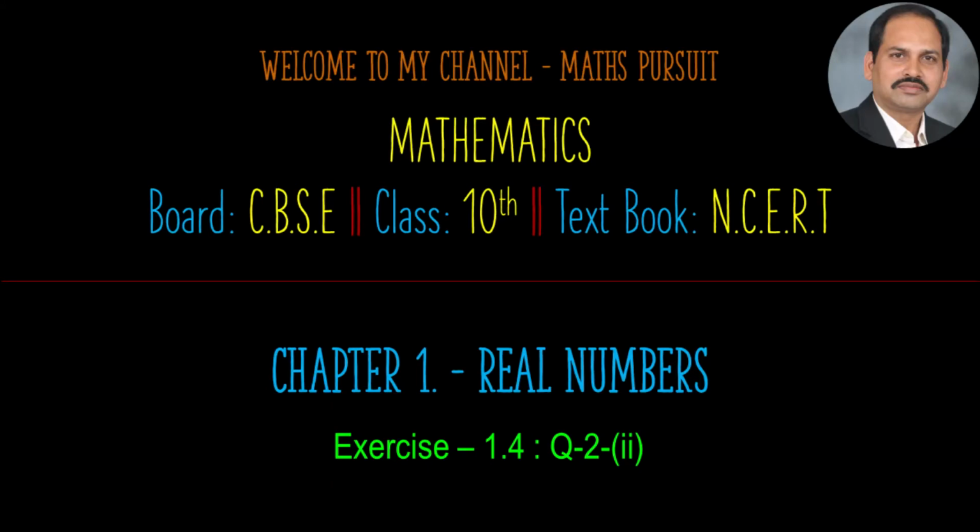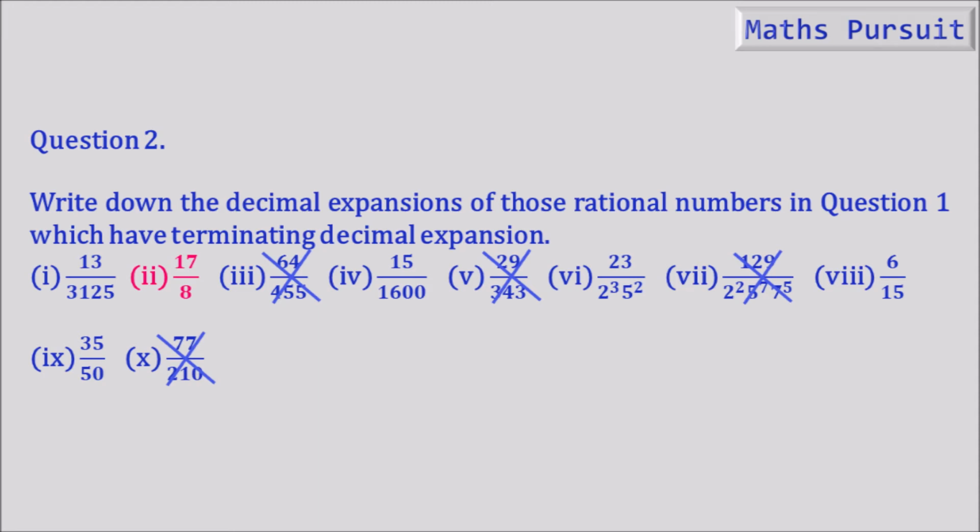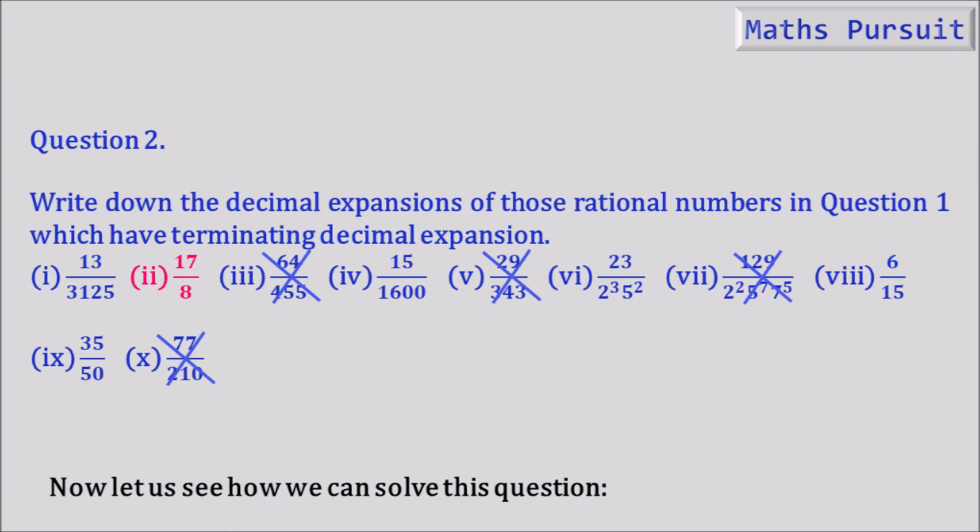Today we are going to look into question number 2, part 2 from exercise 1.4 of chapter 1, called real numbers. So let's see what exactly we have in question number 2, part 2. It is given that we need to find the decimal expansion of the rational number in question number 1 which is a terminating decimal expansion, and the number here is 17 by 8. Okay, so let's see how we can solve this question.